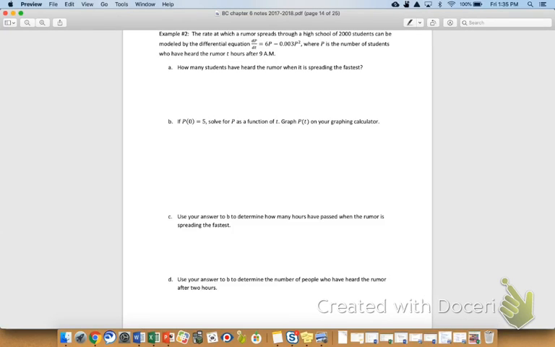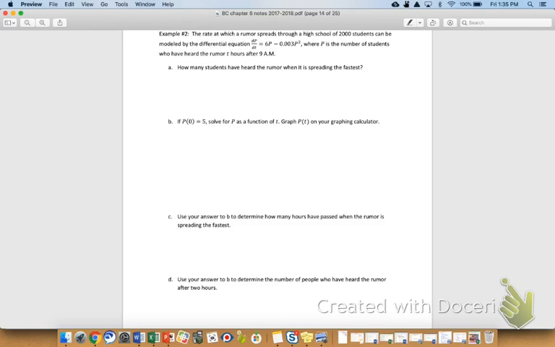So if you would, reacquaint yourself with this question. The rate at which a rumor is spreading throughout a high school of 2,000 students is modeled by that differential equation. But if you remember in A, we manipulated that differential equation just a little bit and were able to answer A with 1,000. We could see that on two different levels: 1,000 students would be when the rumor is spreading the fastest.